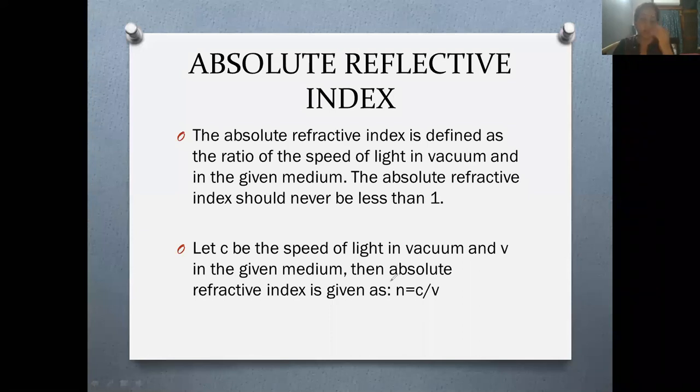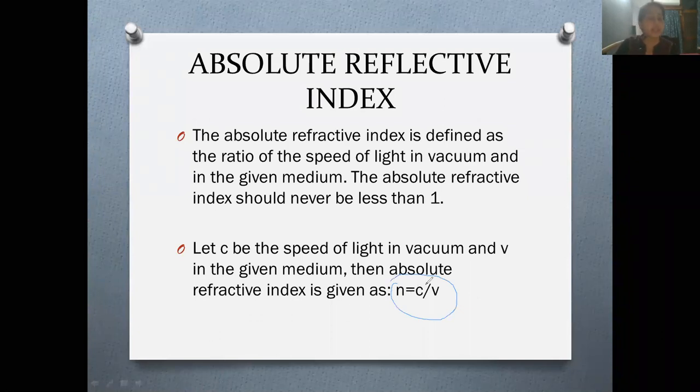This is the formula of absolute refractive index, where c is the speed of light in a vacuum, v is the speed of light in a medium. This form of refractive index is known as absolute refractive index. Okay, so the absolute refractive index should never be less than 1.